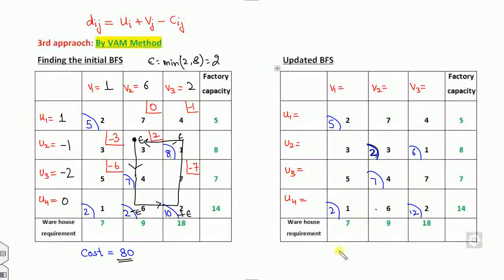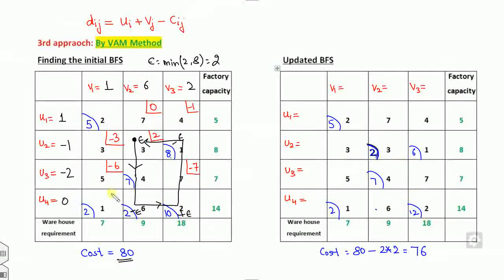And what is the cost of this? The previous cost is 80, minus epsilon, which is 2, times the entering variable's value. So 80 minus 4 is 76. Again you can check that 5 to the 10, 3 to the 6 and so on. Now check whether this is my optimal one or not.